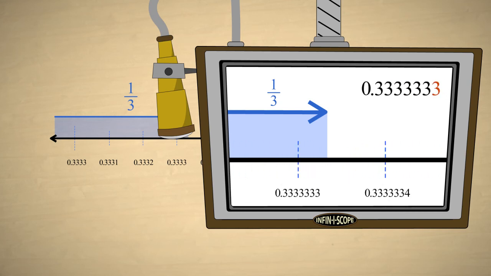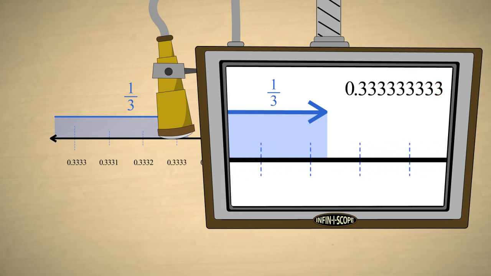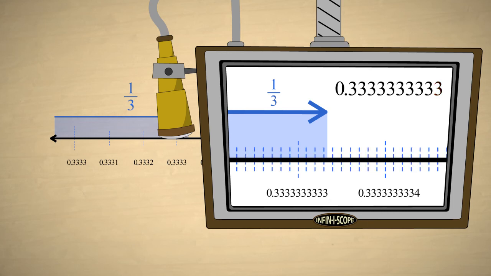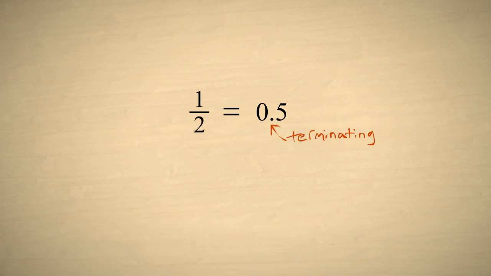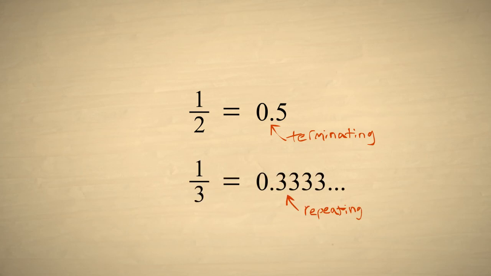No matter how close we zoom in, the fraction 1/3 will never fall exactly on a division. We will just keep adding threes after the decimal point forever. So, although some rational numbers, like 1/2, can be represented by a finite number of digits, others, like 1/3, cannot.